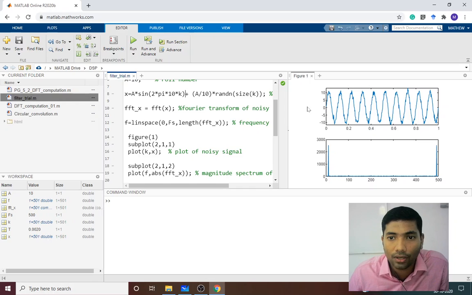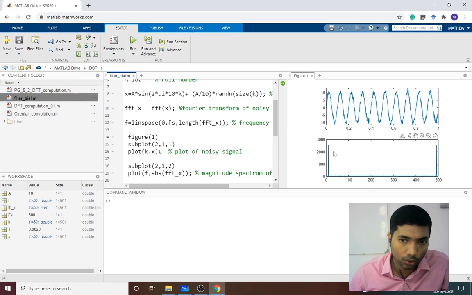Now I am running it. So now you can see that the first signal is noisy, and here below you can see that the main frequency component is there, but there are some other frequency components coming in between those 2 points. So what we want the filter to do is keep these two spikes, and eliminate the remaining things in the signal.